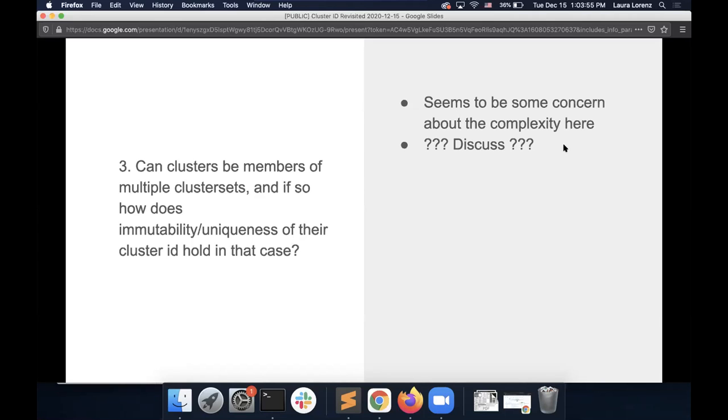Yeah. So I apologize for approaching this from a networking point of view, but that is my primary SIG. The way I think of a cluster set is sort of a mesh.